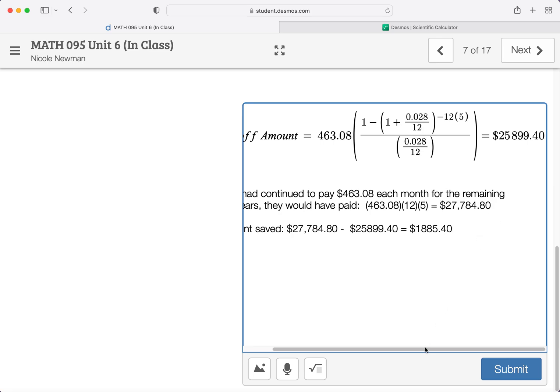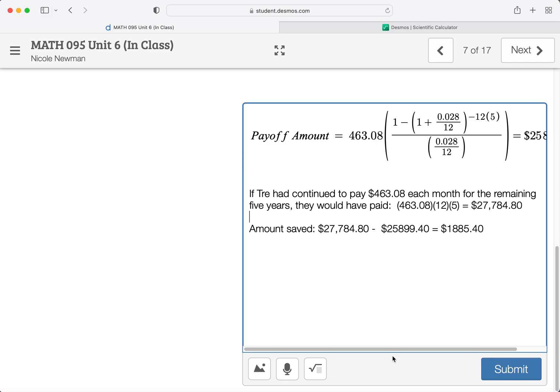And again, if this is your loan, you do need to read the fine print on your loan about whether you can actually cash things out early or not. But often, if you can cash them out early, it is to your benefit to do so. You'll get to save yourself some money that way. So in this case, about $1,900 Trey got to save by paying things off 5 years early.